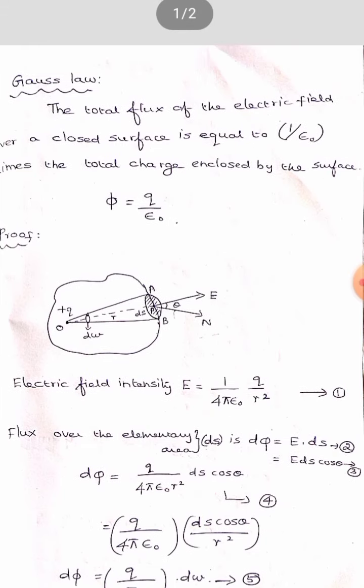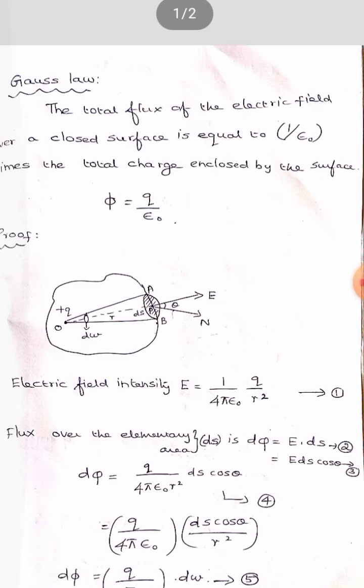Today let's discuss the expression for Gauss law and its proof. The statement of Gauss law is: the total flux of the electric field over a closed surface is equivalent to 1 by epsilon 0 times the total charge enclosed by the surface.